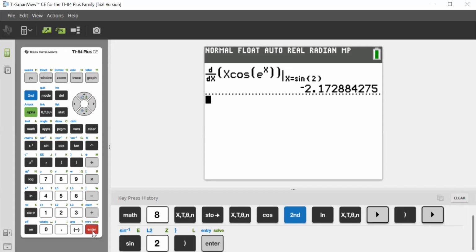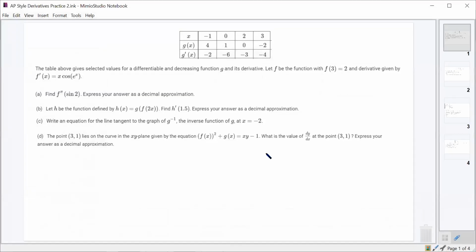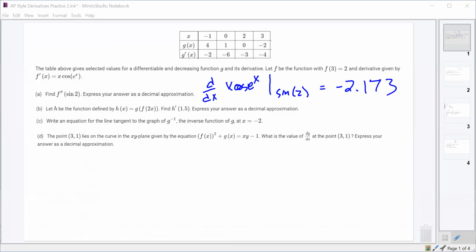Looks like it comes out to be negative 2.173. Is that what you all got? Yeah. Perfect. So the derivative with respect to x of x cosine e to the x evaluated at the sine of 2 is negative 2.173, I think, right? Yeah. Any questions on that?